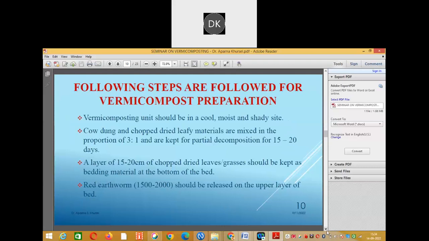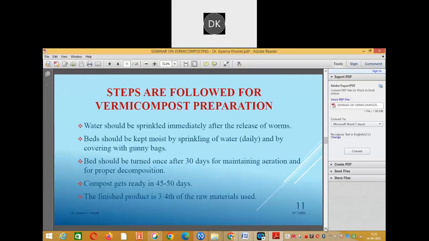Next. Now these are the steps which we have to remember. In order to do vermicomposting, we need to select a cool, moist and steady site. In the ratio 3:1, we need a slurry of cow dung, where cow dung is 3 parts and 1 part crop residue. This mixture is placed as bedding material at the bottom of the bed. Red earthworms should be released on the upper layer of the bed. As soon as the red earthworms are released, water is given to the bed. Next.